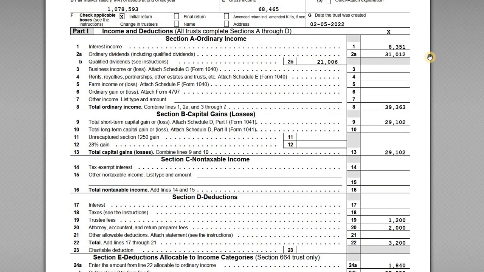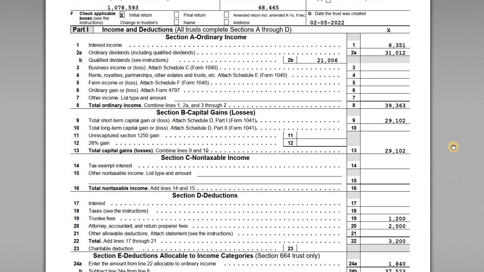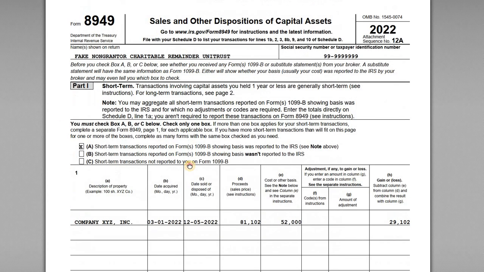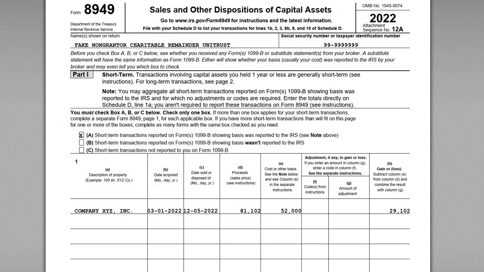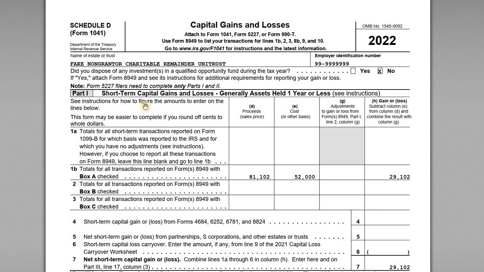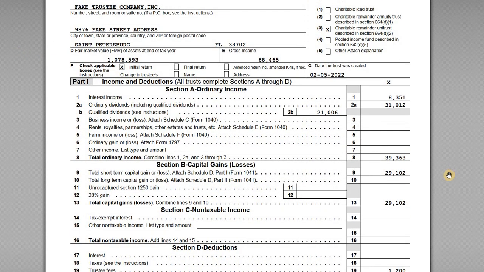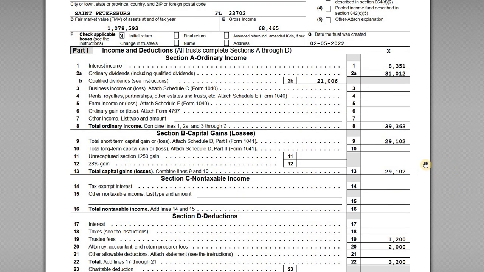But we start with section A here, right? We have the interest income, we have our ordinary dividend income, the portion of which is qualified, right? And so we're pulling those numbers from our 1099. Then we have the short-term capital gains or loss. So we did complete an 8949 for the sale of that stock, and so as well did a Schedule D. And then once you do those, the numbers flow up here to section B for the capital gains or losses.